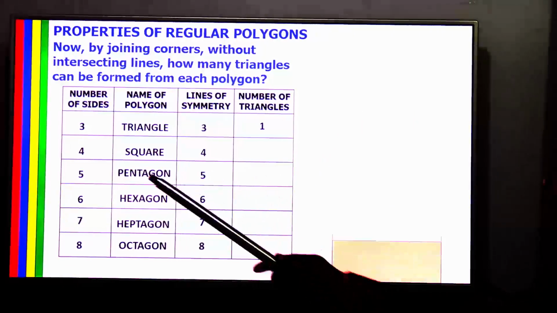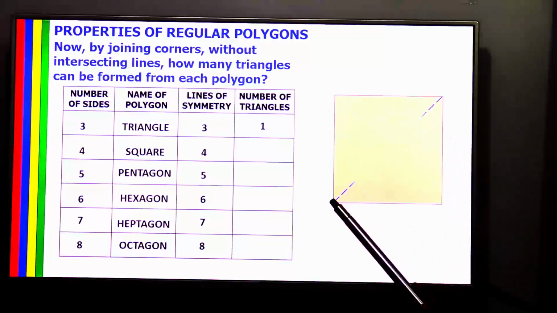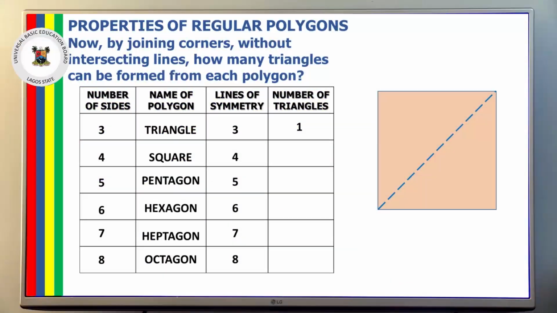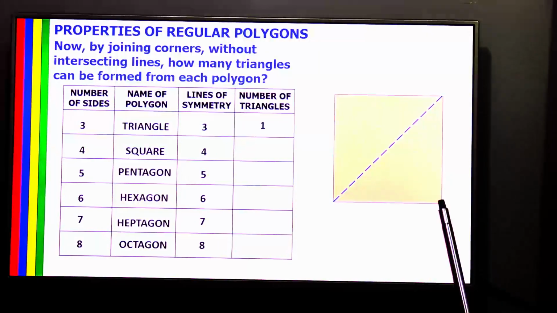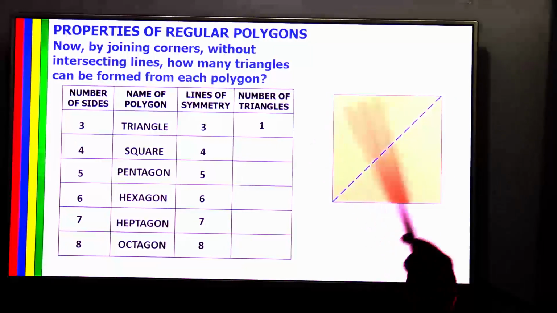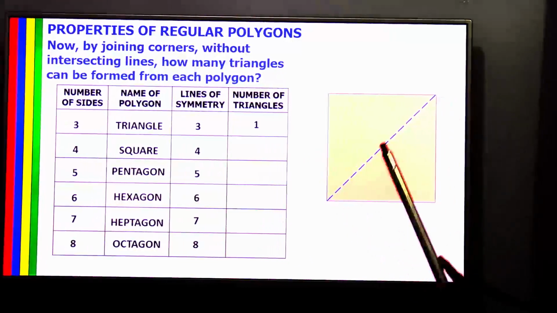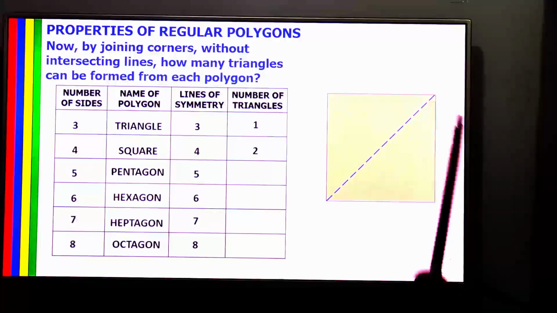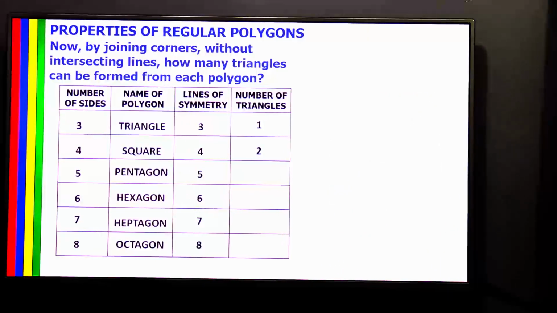The square has 4 sides, but if I join corners without crossing lines, I can join this one to this one. Yeah, and so I end up with one triangle on this side and one triangle on this side. But if I join this side, I will be crossing lines, and I don't want to cross lines. I just want to join corners without crossing lines. It says without intersecting lines, so 1 is enough. So that means I can only form 2 triangles. So put 2 here. Let's see the pentagon now.